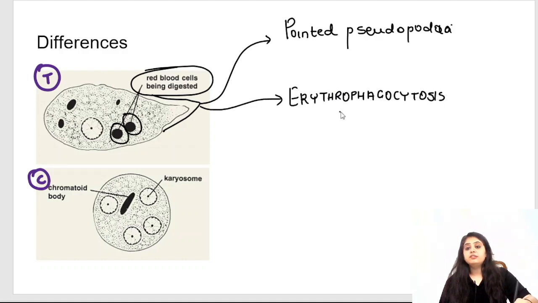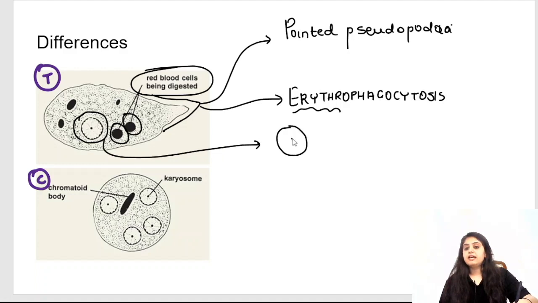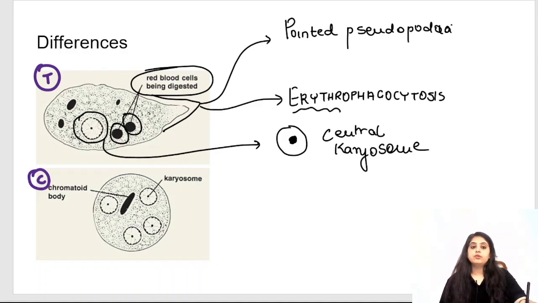It is showing you the presence of erythrophagocytosis, meaning RBCs are going to be eaten up. And finally, look at the nucleus. If I draw the nucleus again out here, where is the karyosome? The karyosome is in the center. That is another very important point. There is a central karyosome, and these are the points for a trophozoite. Repeating, the pseudopodia is pointed, RBCs are eaten up, so erythrophagocytosis, and a central karyosome. That is a trophozoite.